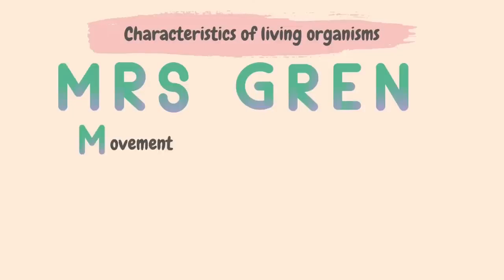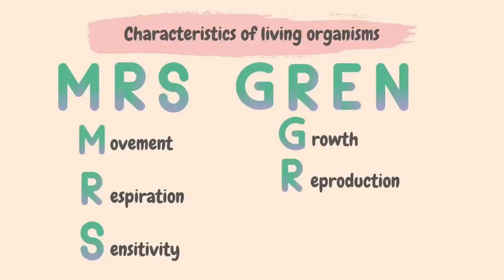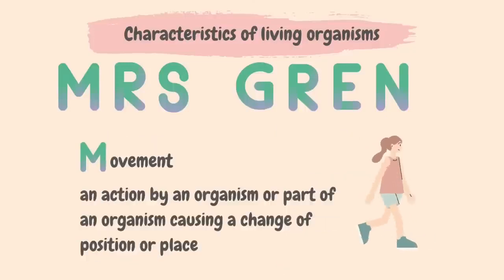M stands for movement. R stands for respiration. S stands for sensitivity. G stands for growth. R stands for reproduction, E stands for excretion, and N stands for nutrition. Movement is an action by an organism or part of an organism causing a change of position or place.